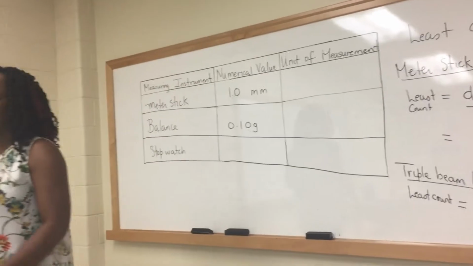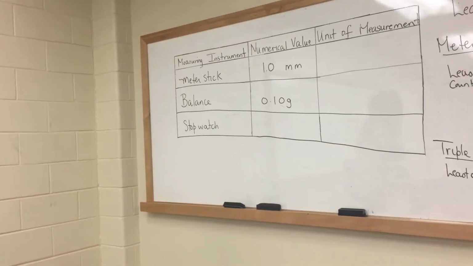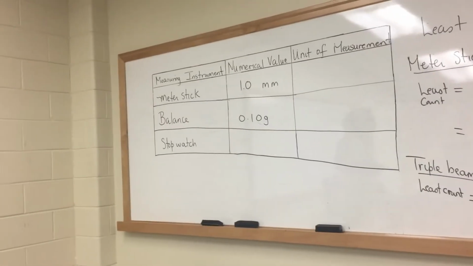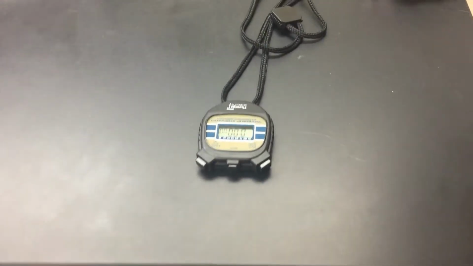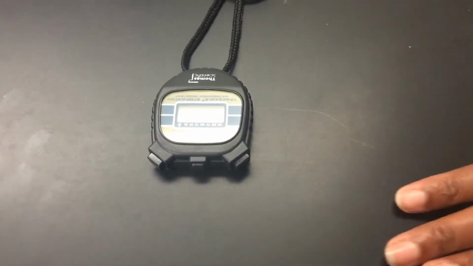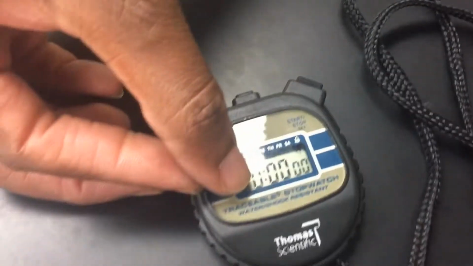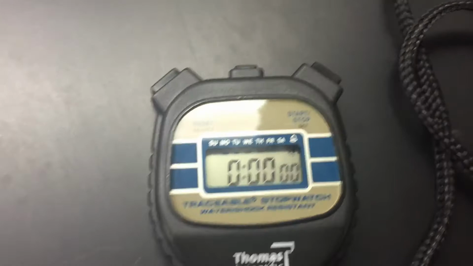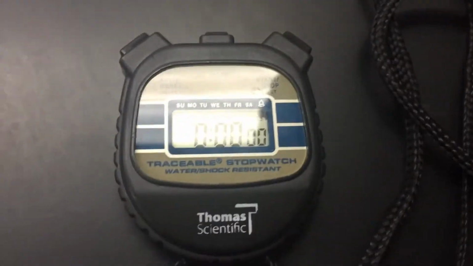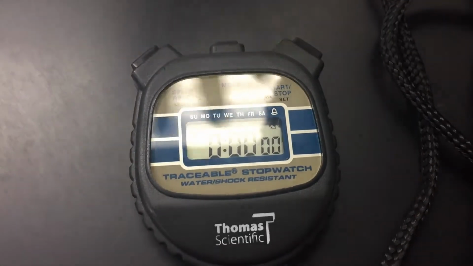All right, now we're going to do the least count for the stopwatch. To do the least count of the stopwatch, here the first digit represents minutes, and then the next 2 digits will represent seconds, and then the last digits will represent some fraction of a second.